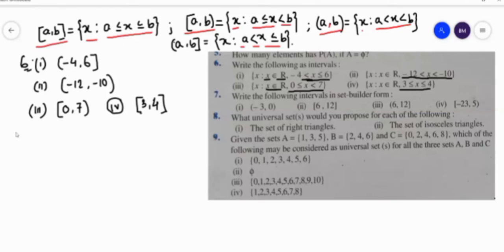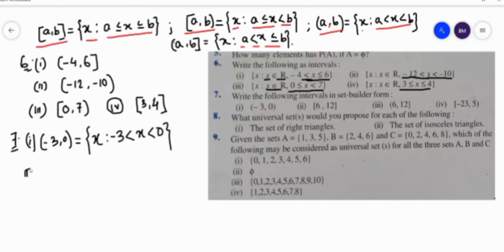Number 7 Roman 1, it is given minus 3 open 0. So this will be the set of all such x as open. So this is the limit minus 3 less than x less than 0. So this will be the set builder form.